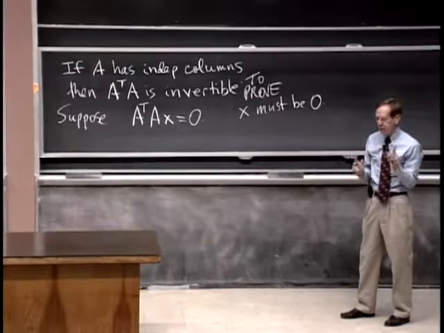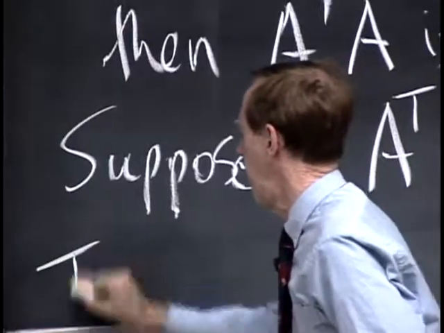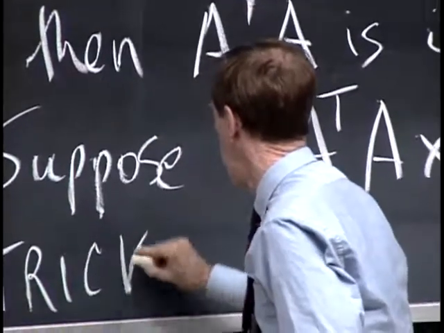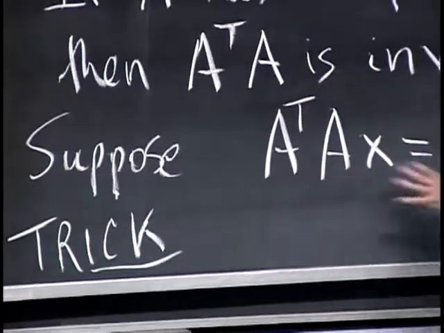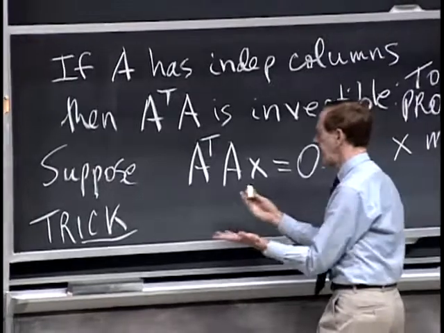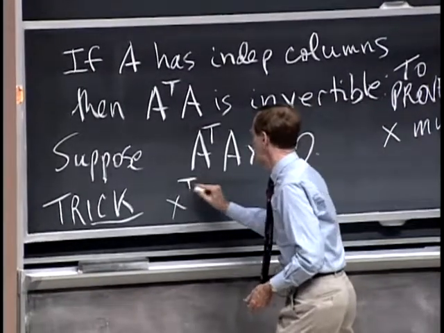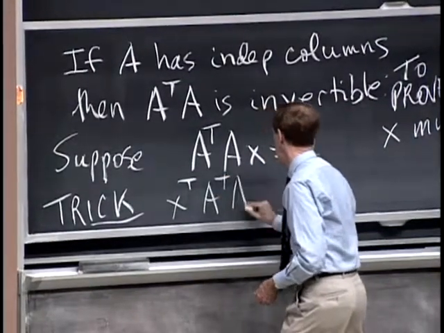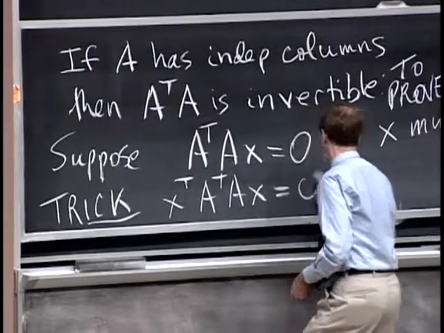Let me show you one way. Here's the trick. Take the dot product of both sides with x. So I'll multiply both sides by x transpose: x transpose A transpose A x equals 0.